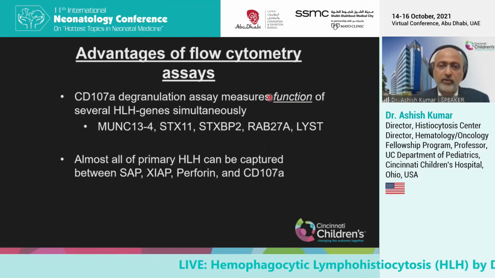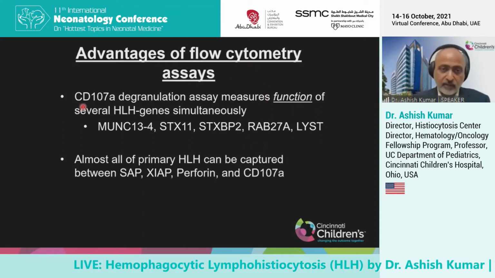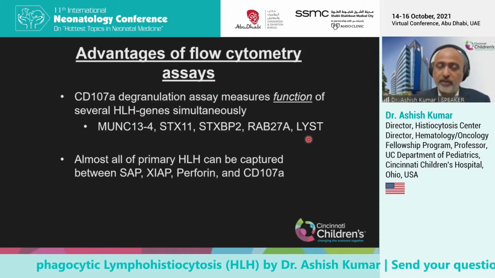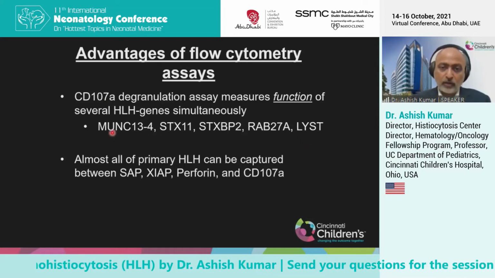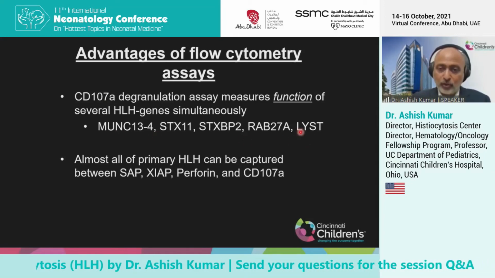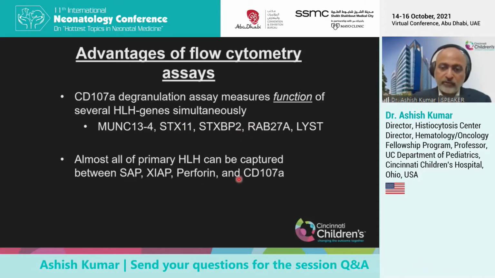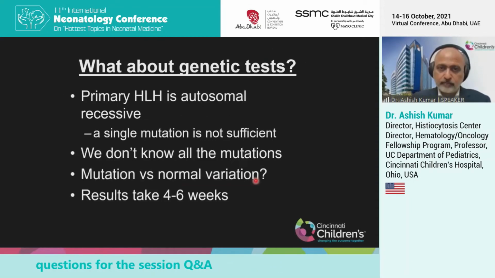So the advantage of the flow cytometry assay is that this is a functional assay with CD107A, and you can measure the function of 5 genes simultaneously. So if CD107A is normal, then we know that all these genes are normal. They're functioning normally. If it's abnormal, it's one of these 5. So with these flow cytometry assays, we can now rapidly and reliably diagnose primary HLH.